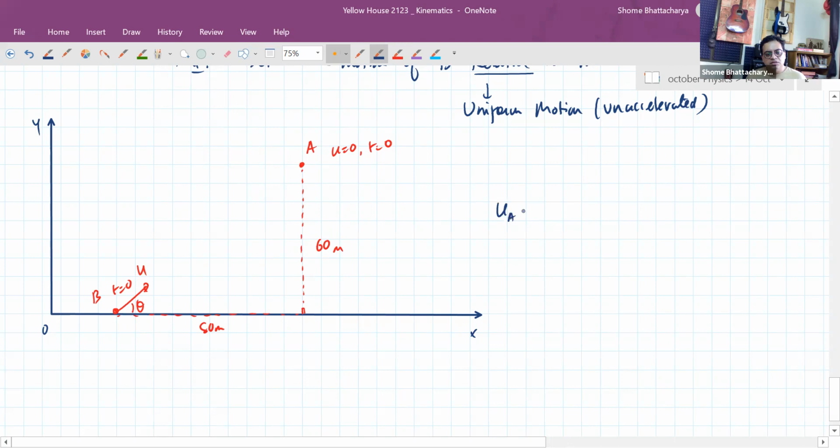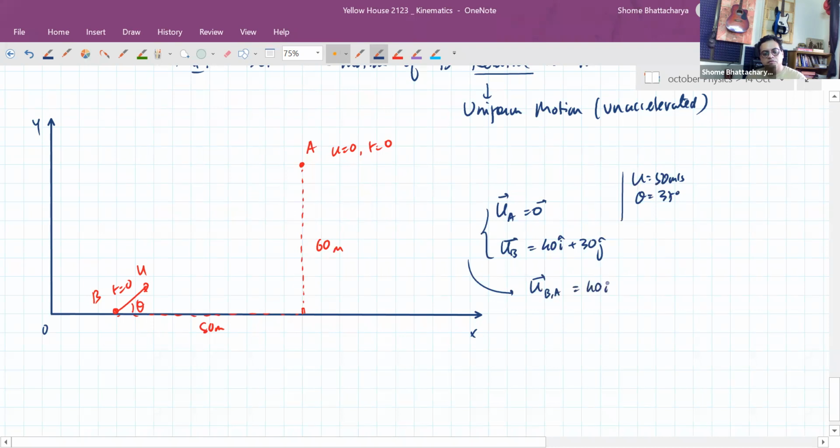So you can see that the initial velocity of A is 0. The initial velocity of B is u, 50 meters per second, and theta is 37 degrees. So when you work this out, you can see that the x component will be 40 and the y component will be 30. So now this shows us that the initial velocity of B with respect to A will be 40 i cap plus 30 j cap.